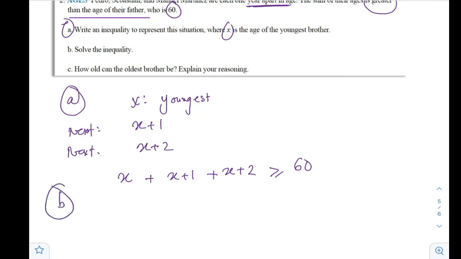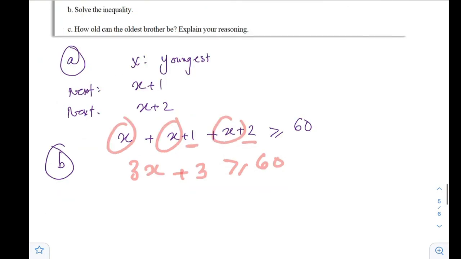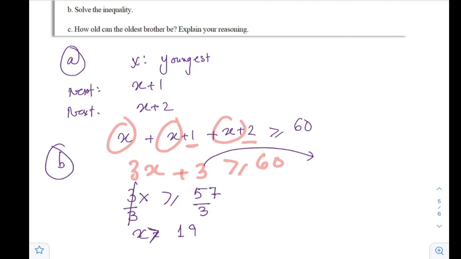Now we will solve the inequality. As usual, we will combine the like terms. We have here x, x, x. We have 3 x's and we have 1 and 2, so it's plus 3, greater than or equal to 60, and we will start solving. 60 minus 3 is 57, and when you divide by 3, it will be 19, x greater than or equal to 19.